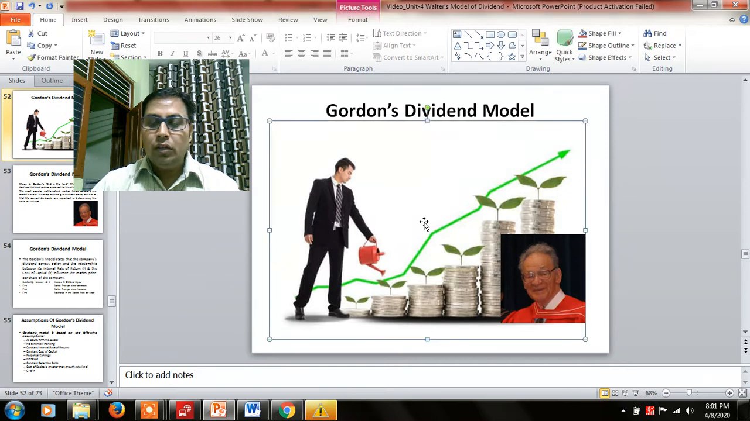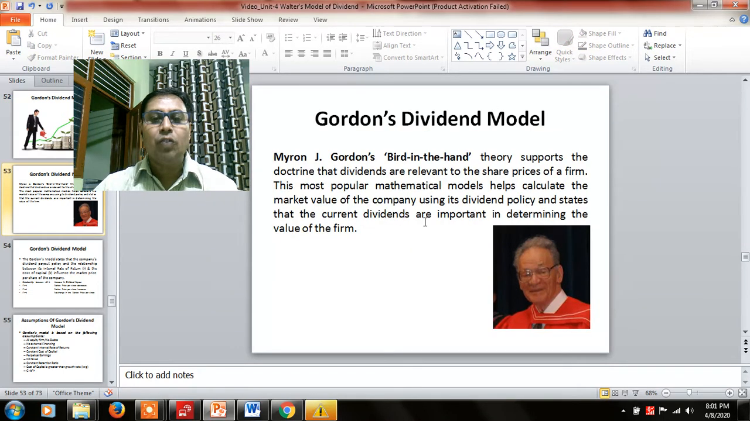The dividend model of Gordon says this particular theory supports the doctrine that dividends are always irrelevant to the share price of a firm. This most popular mathematical model helps calculate the market value of a company or the market value of a share. Using its policy, it also states that the current dividends are important in determining the market value of a share.